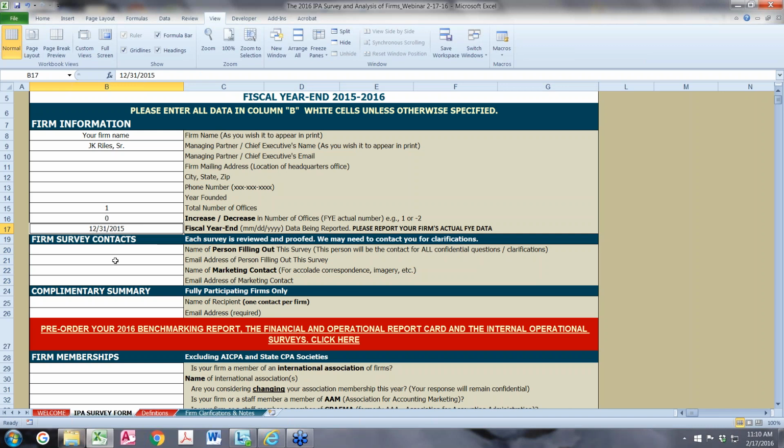Let's go down to this next section on firm survey contacts, row 20 through 26. Be sure to give us the name of the contact that we can go back to with any questions regarding the survey in row 20 and 21, any accolades to go to the marketing contact in row 22 and 23, and to the person who will receive the complimentary summary in row 25 and 26.